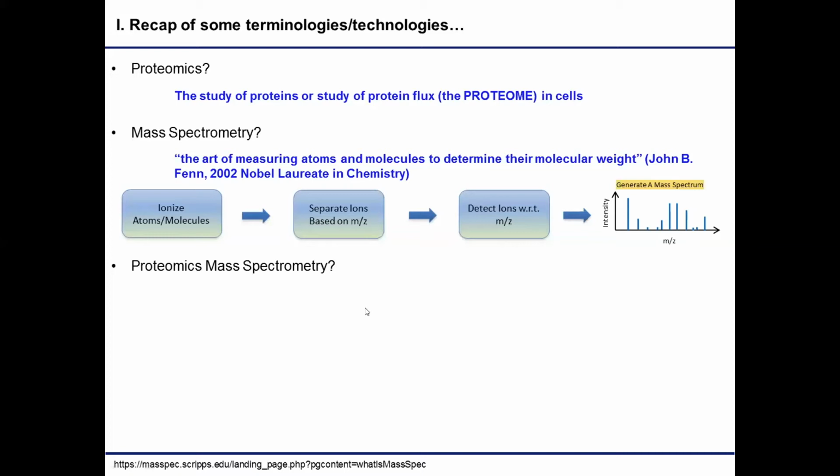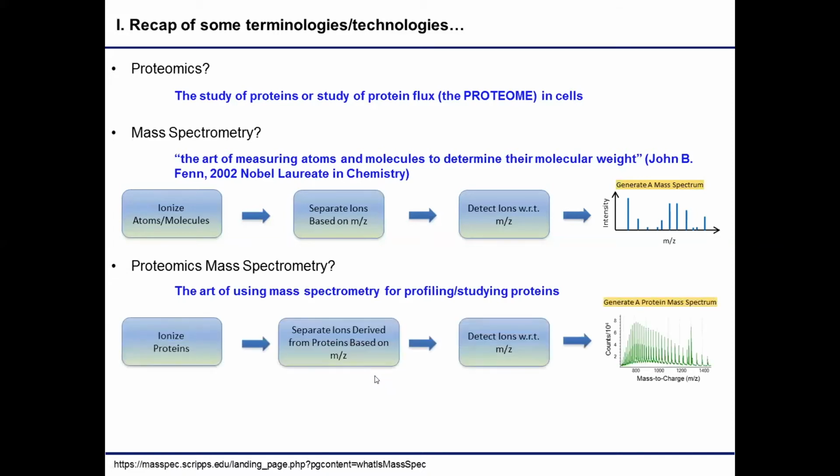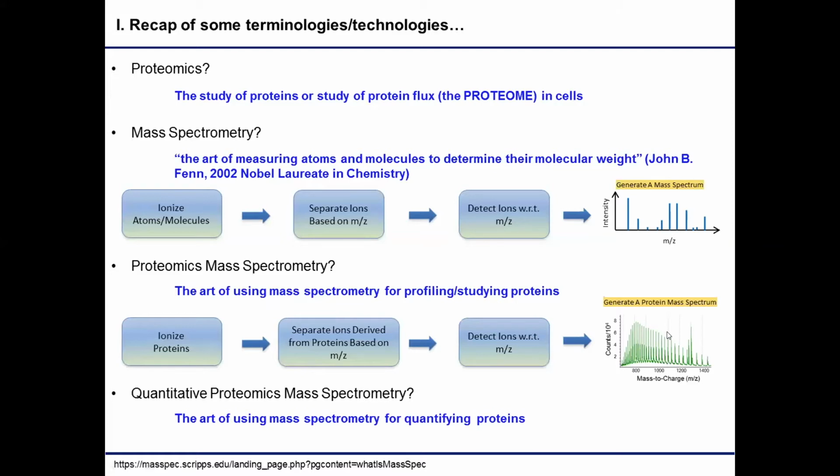So when you say proteomics mass spectrometry, it's basically how we use mass spectrometry to profile proteins or study proteins. After compiling all these terminologies together, in proteomics mass spectrometry, we basically ionize proteins, and we separate them based on the M over Z to eventually generate a protein mass spectrum. Then we can say quantitative proteomics mass spectrometry is the way we use mass spectrometry for quantifying proteins.